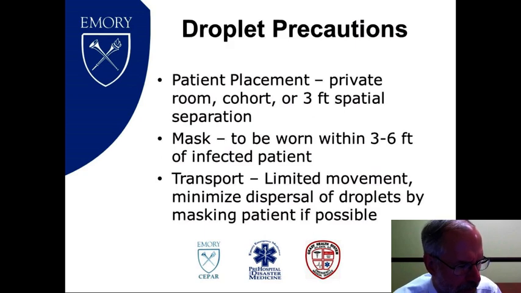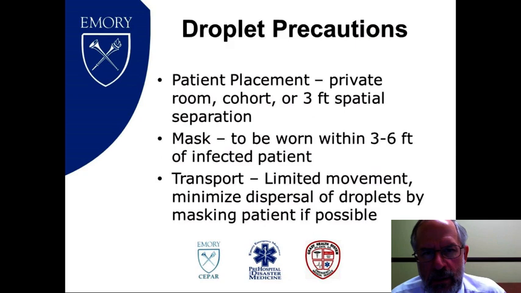Also, as part of droplet precautions, we have restrictions on patient placement. Generally, these individuals do require a private room or are cohorted together, individuals with the same infection, such that they're not going to be transmitting to other people who don't yet have infection. Or if there is not private room capability, to maintain at least a 3 to 6 foot spatial separation if possible between them.